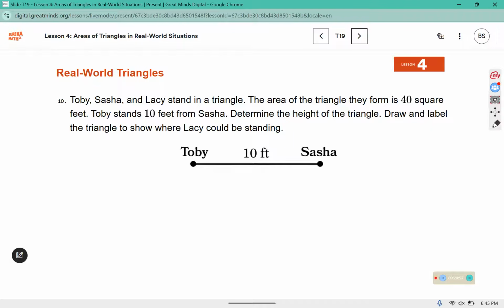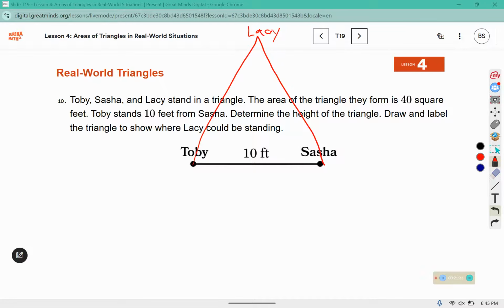Toby, Sasha, and Lacey stand in a triangle. The area of the triangle they form is 40 square feet. Toby stands 10 feet from Sasha. Determine the height of the triangle. Draw and label the triangle to show where Lacey could be standing. So let's see, we've got Toby, Sasha, and somewhere up here we have Lacey, with an unknown height.